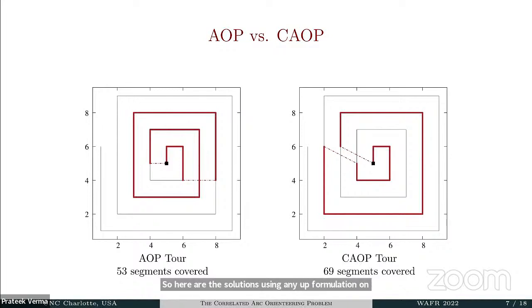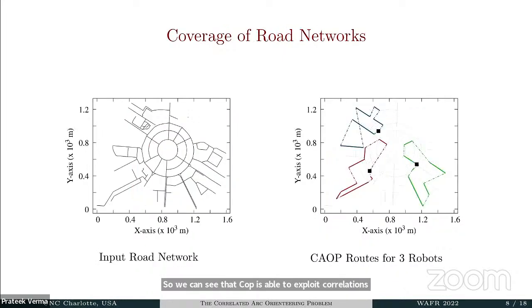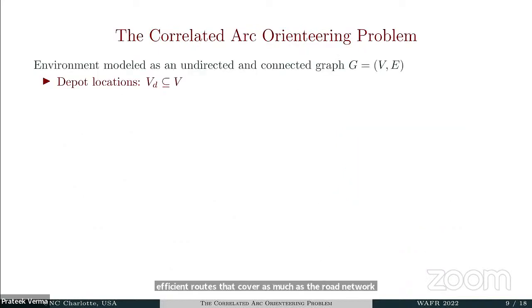The AOP tour covers 53 segments, whereas the CAOP optimal tour covers 69 segments. So we can see that CAOP is able to exploit correlations to generate more exploratory solutions. So using this idea, we were able to also apply it to coverage of road networks, where we are given an input urban road network, and then we are given a team of robots. And the CAOP formulation can utilize the field of view to generate efficient routes that cover as much of the road network as possible.